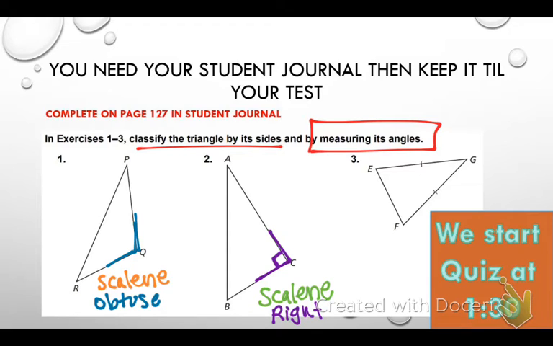And then number three, how many sides are congruent? Two of them, because of those tick marks, which makes it isosceles. And then what looks like the biggest angle? F and E. Do they look more than 90 or less than 90? Less than 90, which would make it acute.